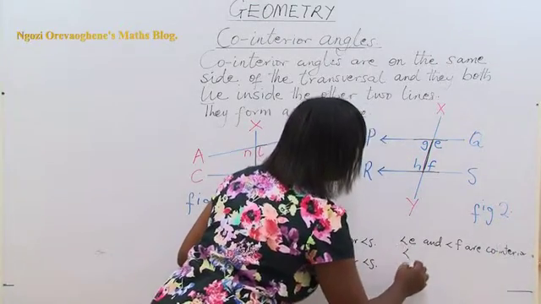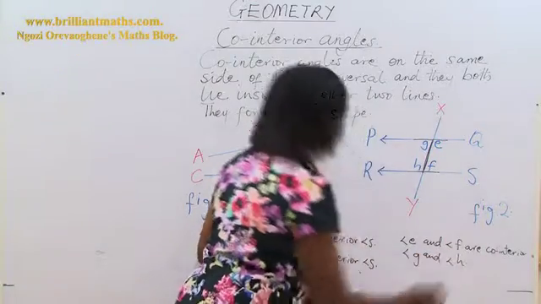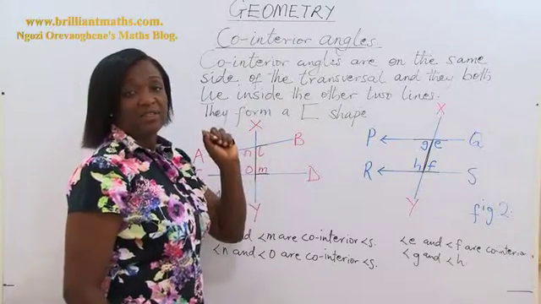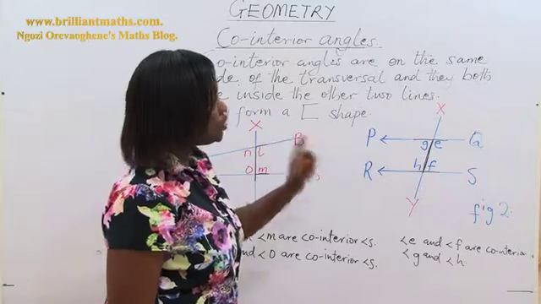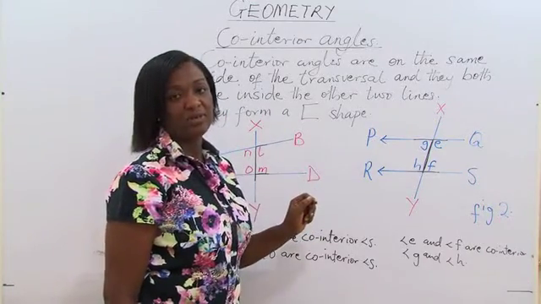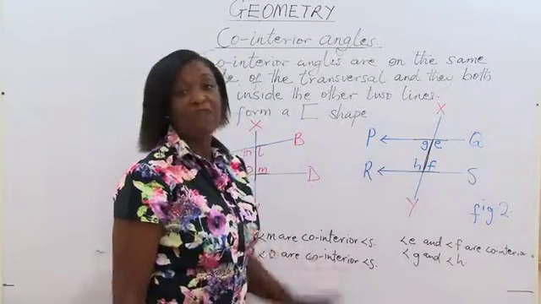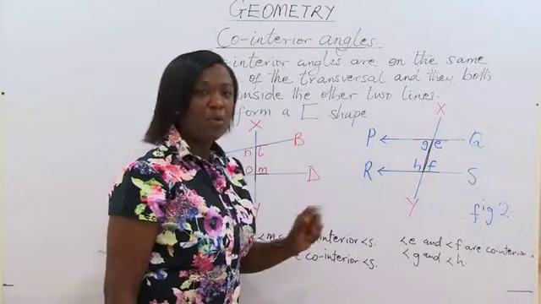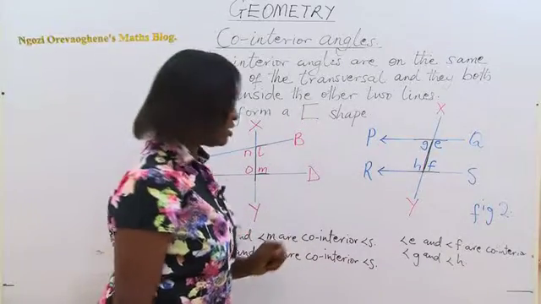Also, angle G and angle H. We can say that co-interior angles between parallel lines are equal to 180 degrees. The sum of two co-interior angles that are formed between parallel lines are supplementary. They are equal to 180 degrees.